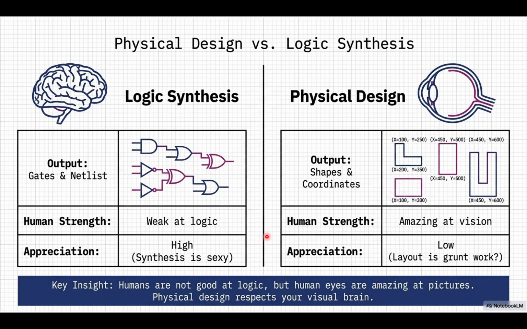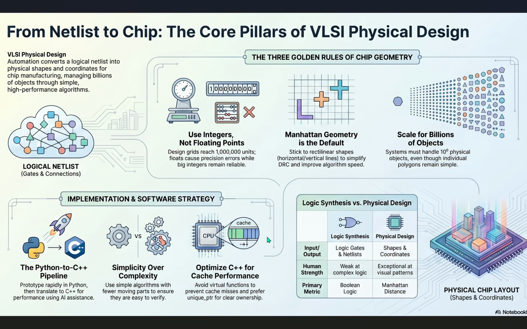The automation isn't there because computers are better at spatial reasoning than we are. No, they really aren't. The automation is required to take a highly visual problem and translate it into a computationally solvable one so a machine can brute force the scale.